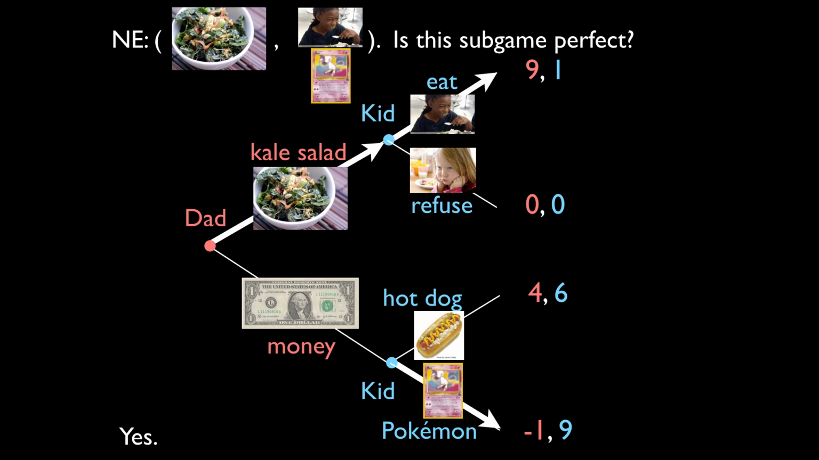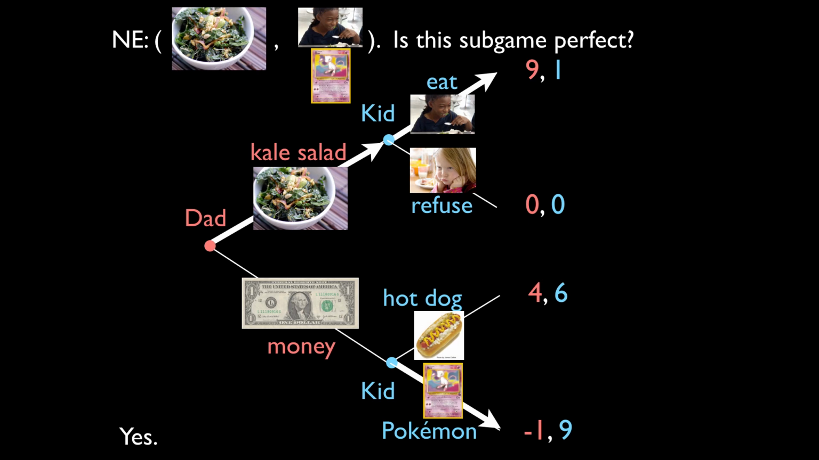You compare the 9 versus the -1. Yeah, exactly. If I'm looking for dad, what's going on? So remember, in a Nash equilibrium, it's always like I take everyone else for granted, right? They're fixed. So if the dad has kale salad, the kid will eat it, so the dad will get 9. If the dad were to deviate and play money, in the end, the dad will get -1. So 9 is better than -1.